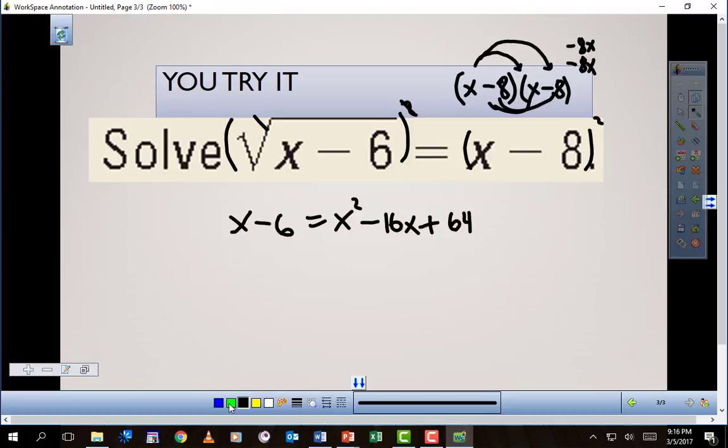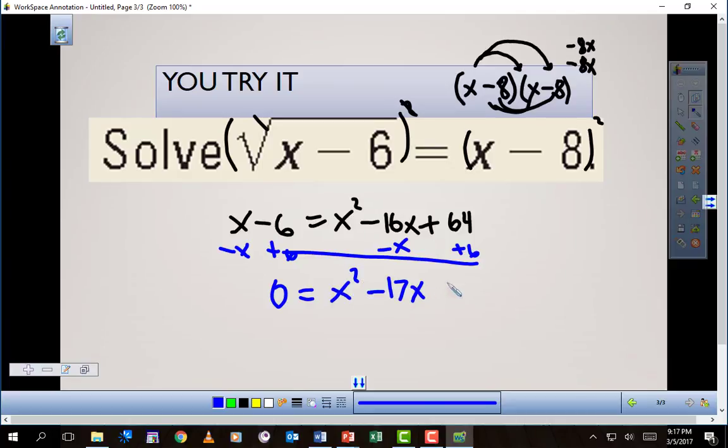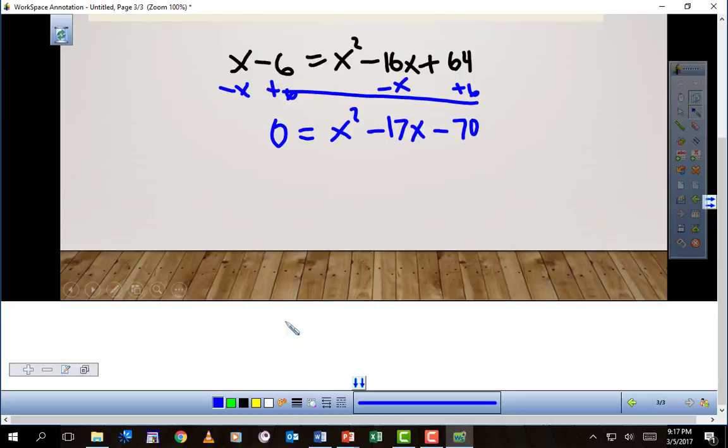Well, just like the last problem, what we want to do is move everything to one side. So I'm going to subtract x here, subtract x here. I'm going to add 6 here, add 6 here. And I get 0 is equal to x squared minus 17x plus 70. So once again, if we can factor this, it's probably faster, but if you can't, you might have to use the quadratic formula.